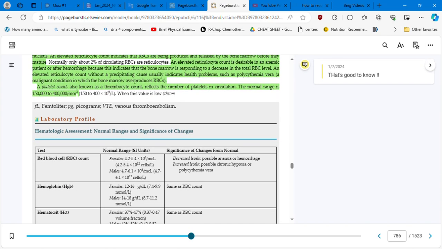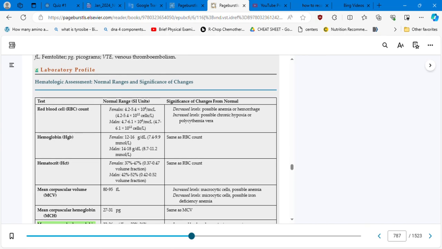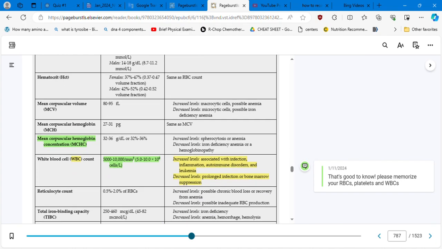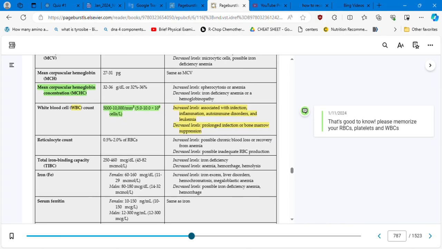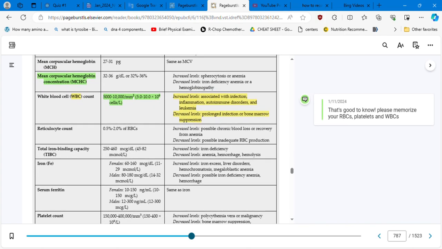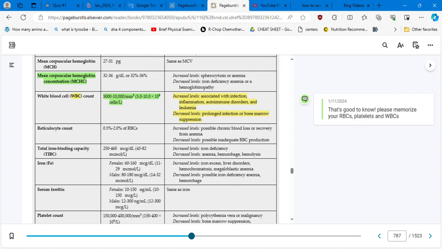A platelet count, also known as thrombocyte count, reflects the number of platelets in circulation. The normal range is 100 to 400. Some laboratories say 150 to 450. So here you have the table. You can review the table. And that's good to know. You need to memorize your average.